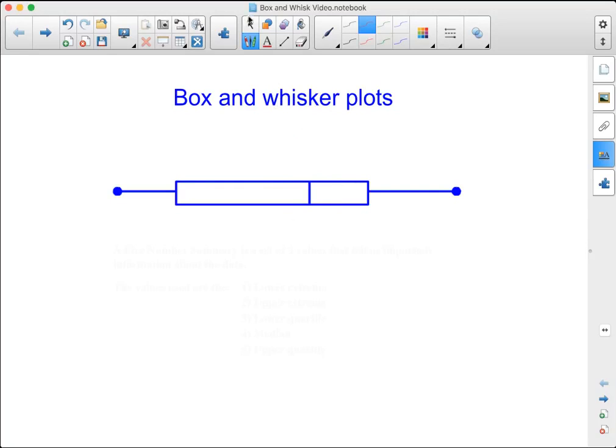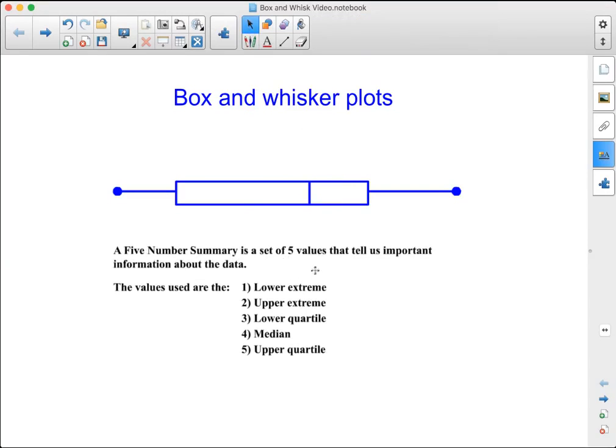And we typically need the 5-number summary. Now, the 5-number summary is a set of 5 values that tell us important information about the data. The values are the lower extreme, so that's the lowest value of your data, the upper extreme, so that's the highest value of your data, then the lower quartile, which is the median of the lower half of your data, the median itself, which is halfway through your data, and the upper quartile, which is also a median, but it's the median of the upper half of your data.